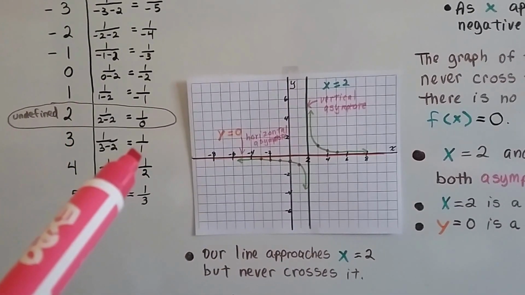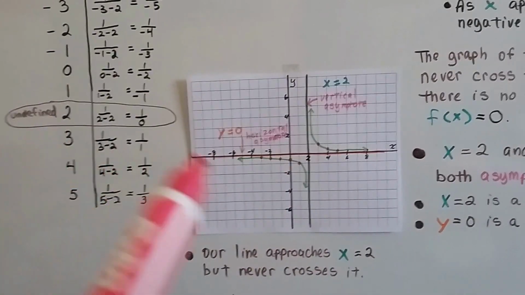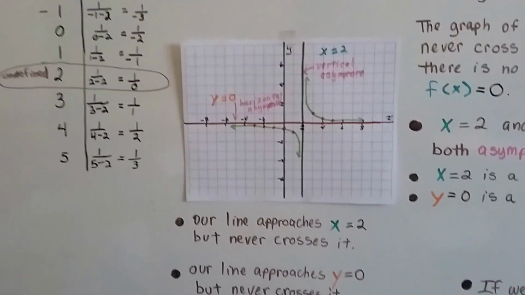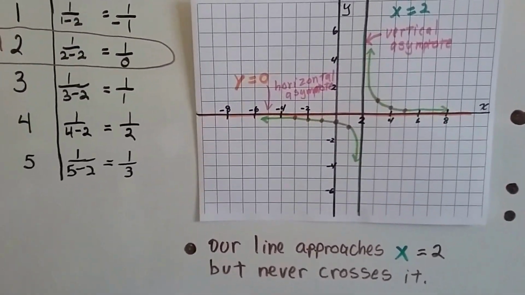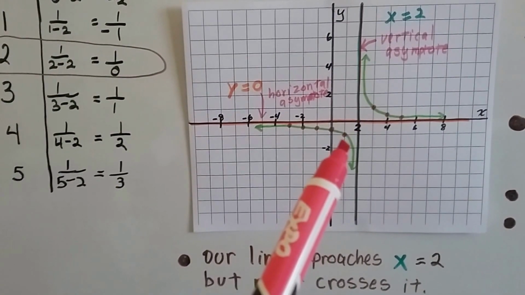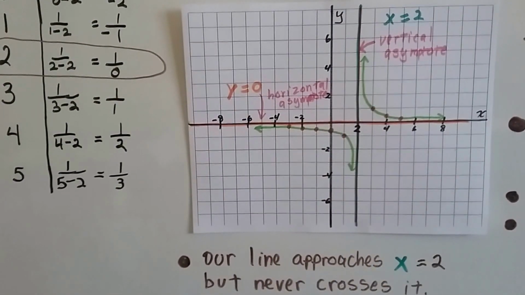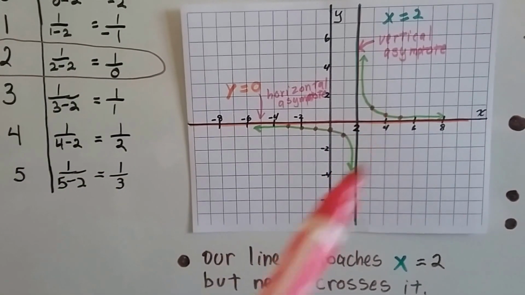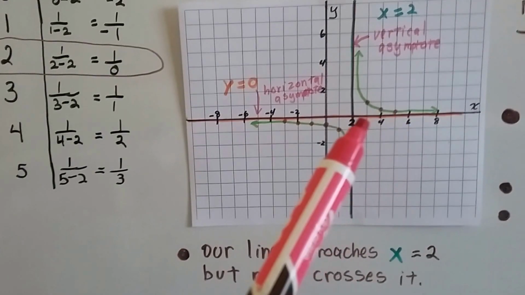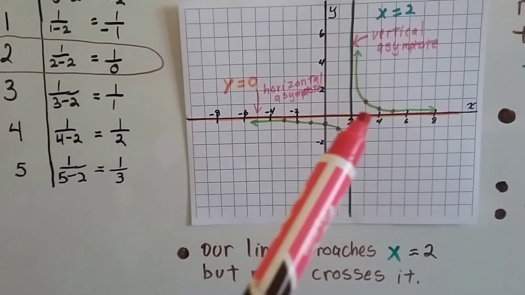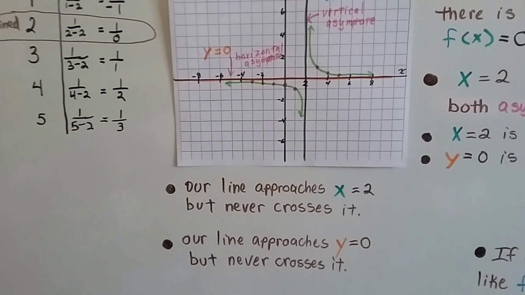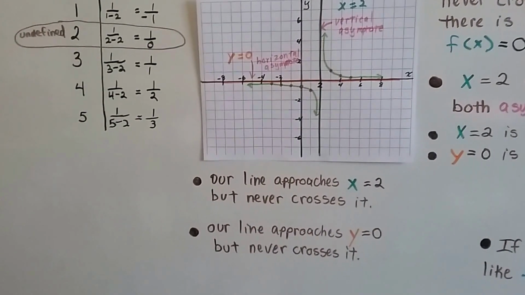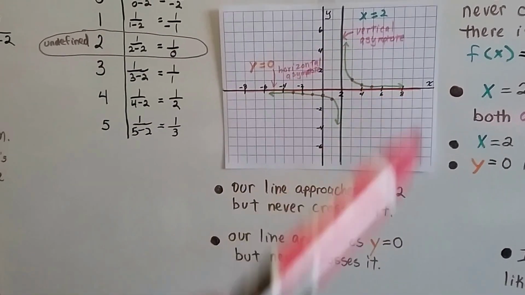When we get to 3, it goes to a positive 1. So we're at positive 3, positive 1. Here's positive 3 and positive 1 right there. See? Let me get a little bit closer for you. And we jumped from down here to up here on our graph. And it's not touching. When we get to 4, we're at a half. When we get to 5, we're at 1/3, and it never quite touches where y equals 0. So our line approaches x equals 2, but never crosses it. And our line approaches y equals 0, but never crosses it. It kind of curves, see?